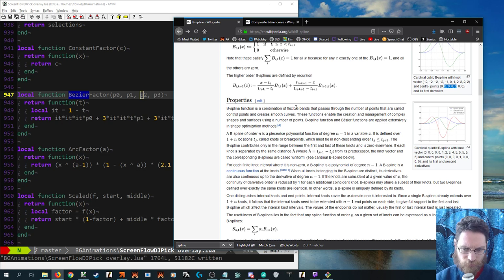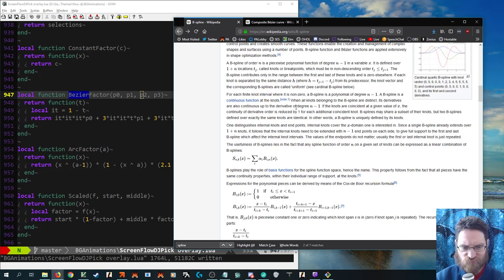Next, the domain of interest. Internal knots need to be extended by n minus 1 endpoints on each side. The first and last B-splines affect the internal knot intervals. Just repeated. The spline of n of x is the sum over i of alpha_i, the control point, times the weight?